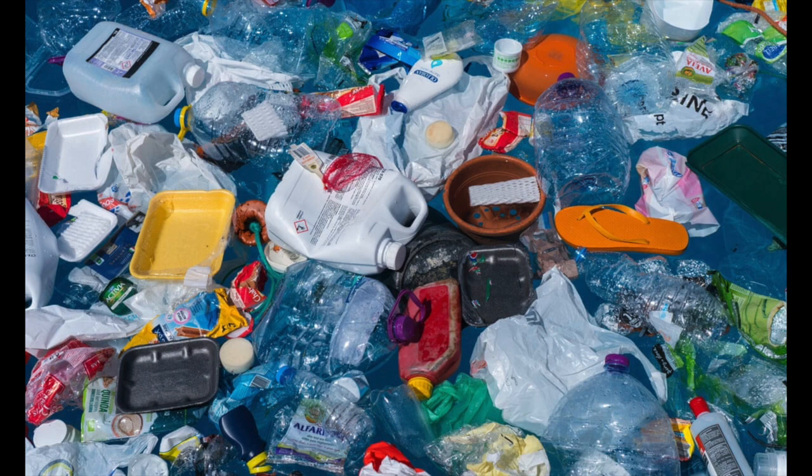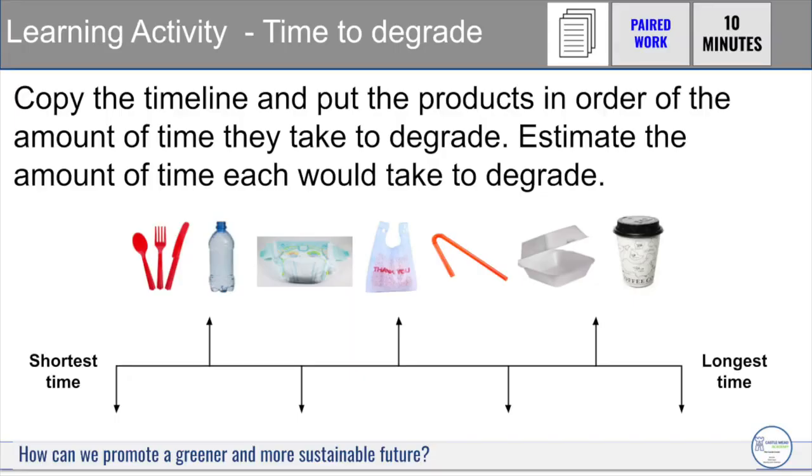As well as single-use plastics, there are many other items that often end up in either the ocean or in landfill. Either way, they have a negative effect. Often these items take many years to decompose and to break down. In this activity, we're going to take a look at the common products that are often found either in the ocean or in landfill and work out how long it takes for each product to degrade.